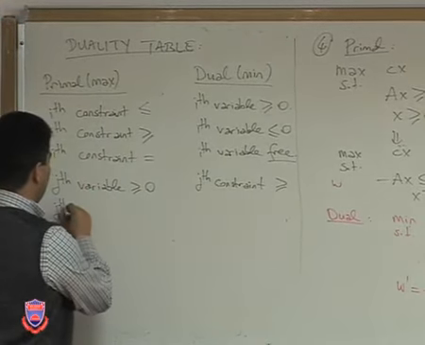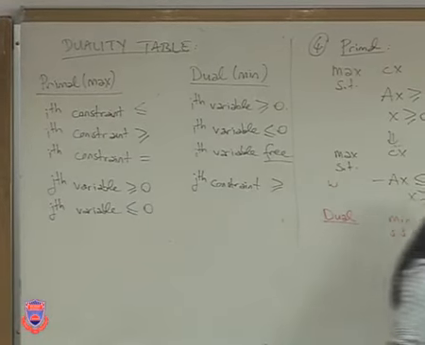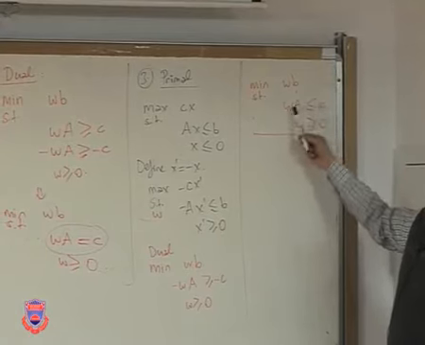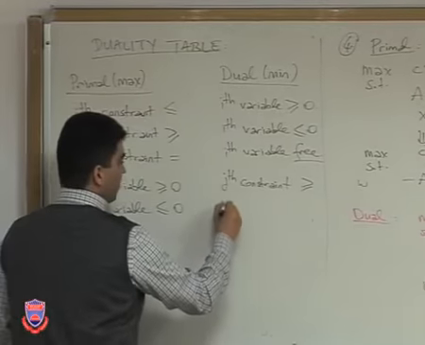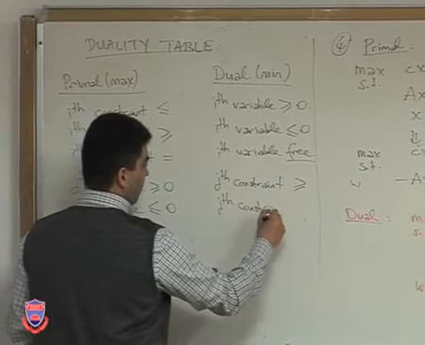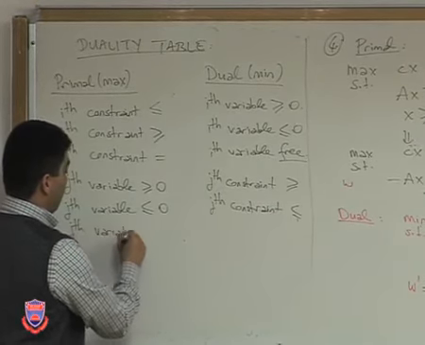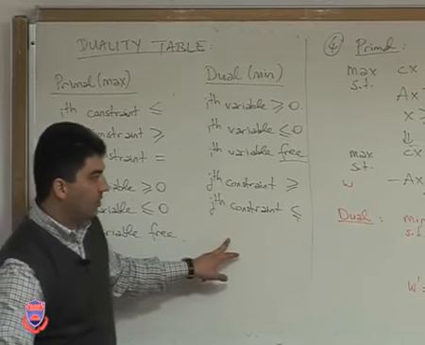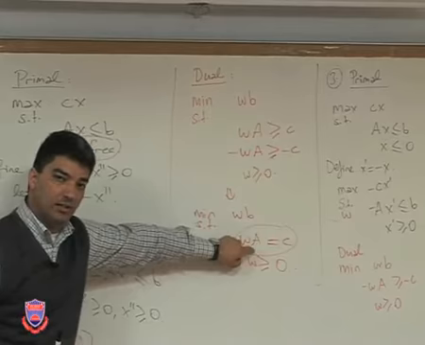If the jth variable in the primal problem is less than or equal to 0, which was the case over here, then the corresponding constraint in the dual is also a less than or equal to constraint. So the jth constraint is a less than or equal to constraint. And finally, if the jth variable is free, what about the jth constraint in the dual problem? It's an equality constraint, right? So if we have a free variable, then we have an equality constraint in the dual problem.